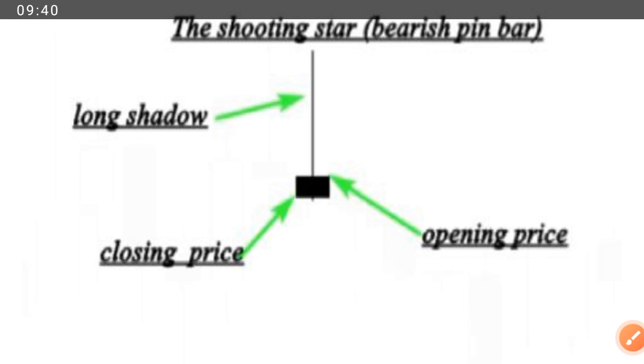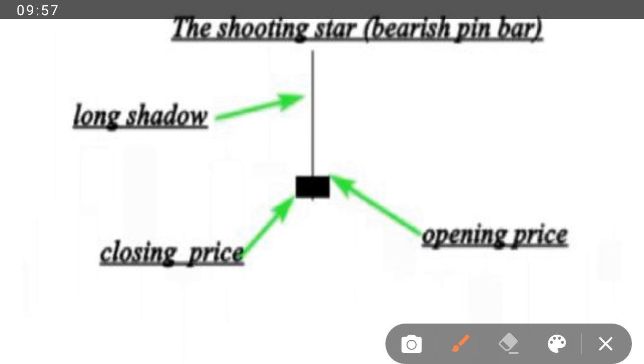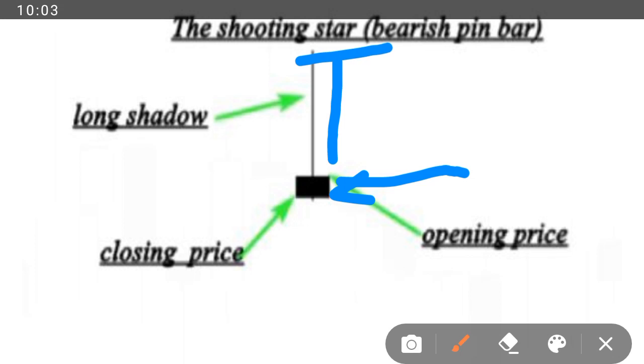You can see. Now, what took place here? What happened here? Price opened here. You can see this arrow. Price opened here, then went up. When price opened from here, it went up, got here. But it did not stay there. It went back down and closed here.